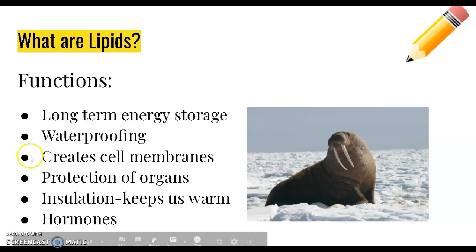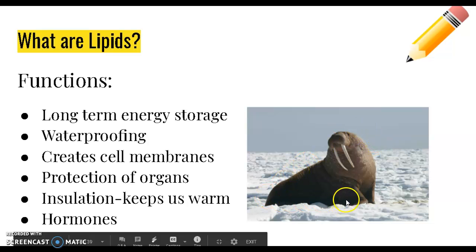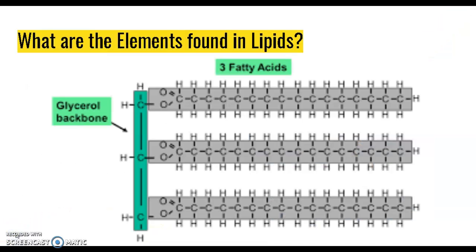They also function in waterproofing because they are hydrophobic. They create your cell membranes. They protect your organs. They help keep you warm. So like this walrus here, it's got a layer of fatty blubber to help it keep warm in the Arctic. And then they are also important for the production of hormones. This image shows a lipid molecule. What elements do you see in this molecule?